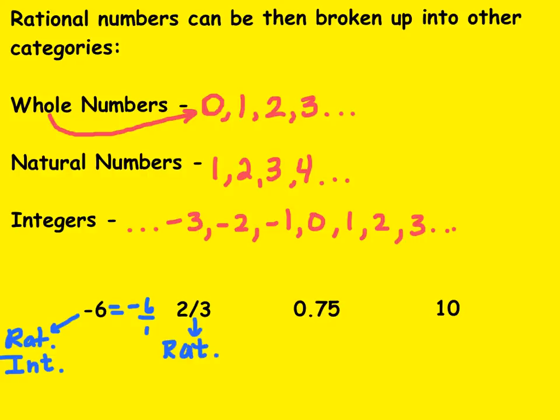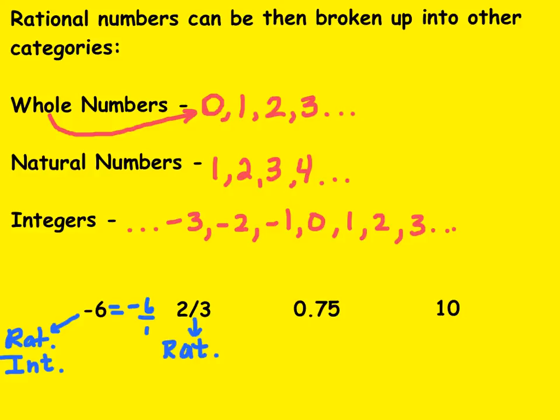Now that we know it's rational, we can ask ourselves, is it a whole number, is it a natural number, or is it an integer? In this case, it's none of them. 2/3 is not a whole number, it's not a natural number, and it's not an integer.